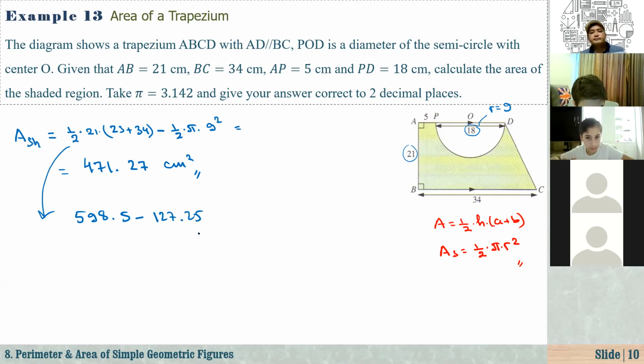0.251. And then you minus. That's it. 598.5. Yes. Mr. Kasim, I got the 127.251. No, Tariq, you're wrong. My second answer is correct. The first one is incorrect.